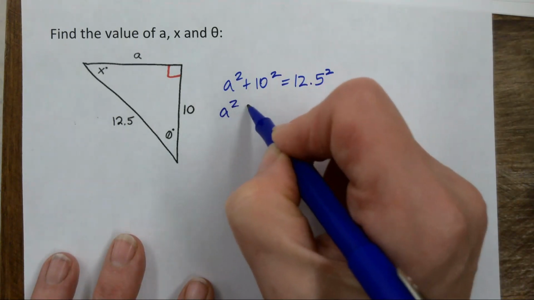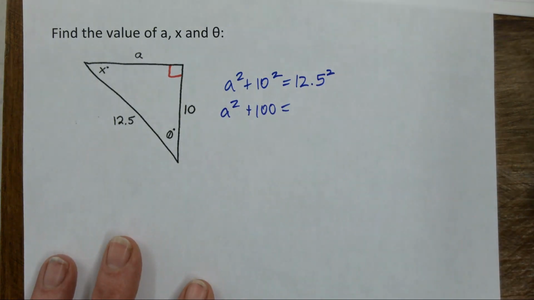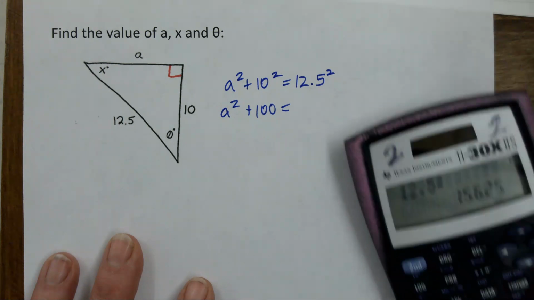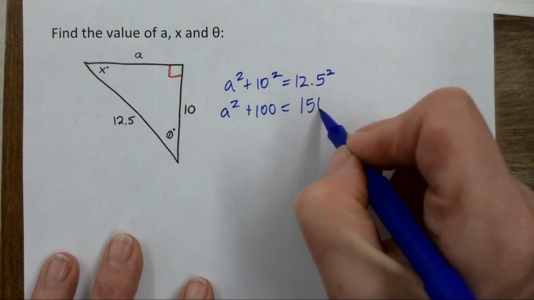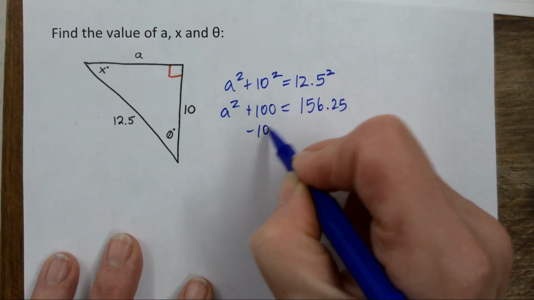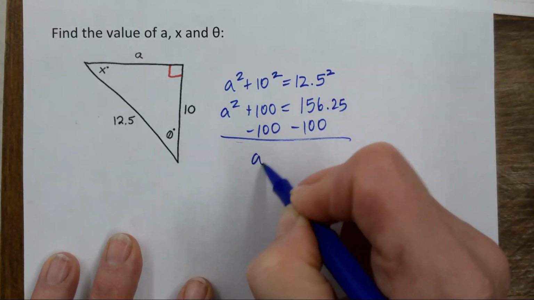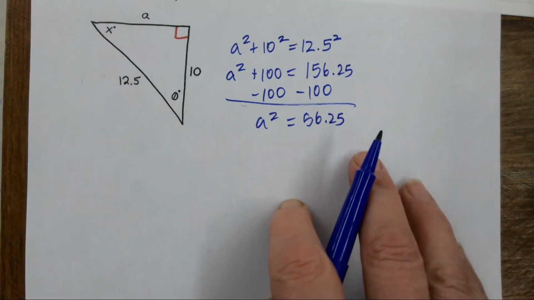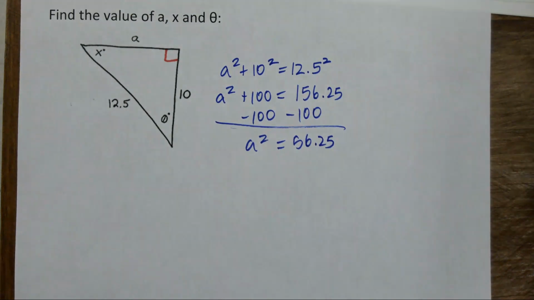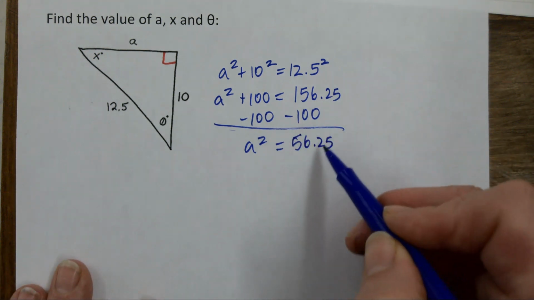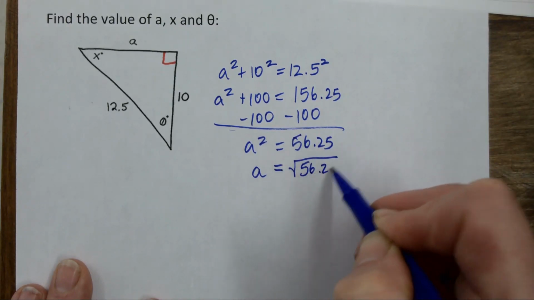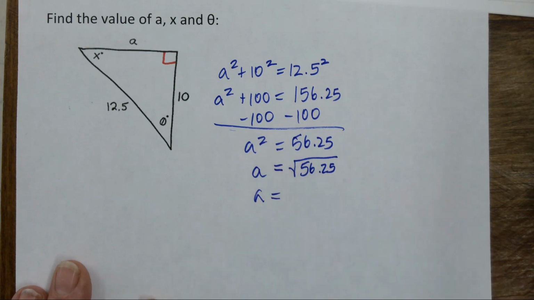So A squared plus 100 equals, this is going to end up being a decimal, 12.5 squared is 156.25. Then I can do my math. A squared is 56.25. Now here's the thing. Up until now I've said simplify the radical. We do that if the number that we put in is a whole number. If the number that we put in is not a whole number, if it's already a decimal, then I'm okay to have a decimal answer.